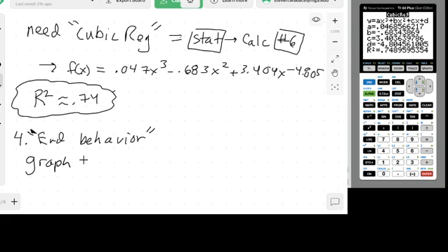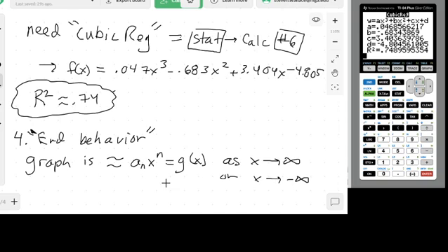The graph is roughly like the graph of just the leading term as x goes really, really far to the right or really, really far to the left.